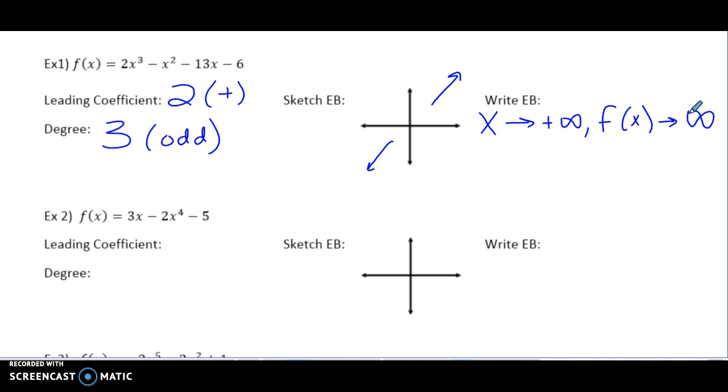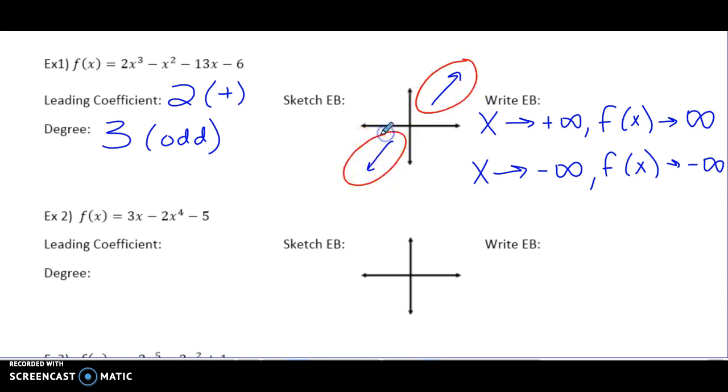And then that's only half of it. That's telling me what's happening to the right. Now we have to go to the left. So as x goes to the left, also known as negative infinity, where are my y values going? To negative infinity, down. As x goes to the right, the graph is going up. As x goes to the left, the graph is going down.